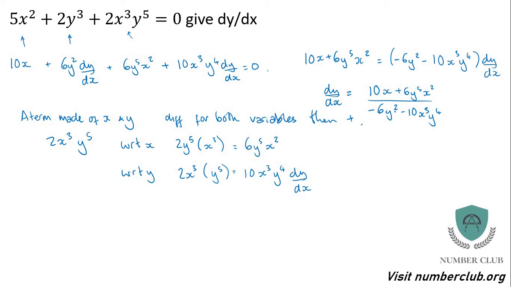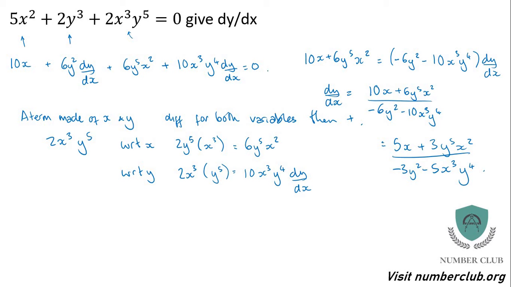And looking at that, you could divide through by 2, couldn't you? You can't divide through by any parts of x or any parts of y, and so dividing through by the 2 will give you 5x plus 3y to the power of 5x squared over negative 3y squared minus 5x cubed y to the power of 4.